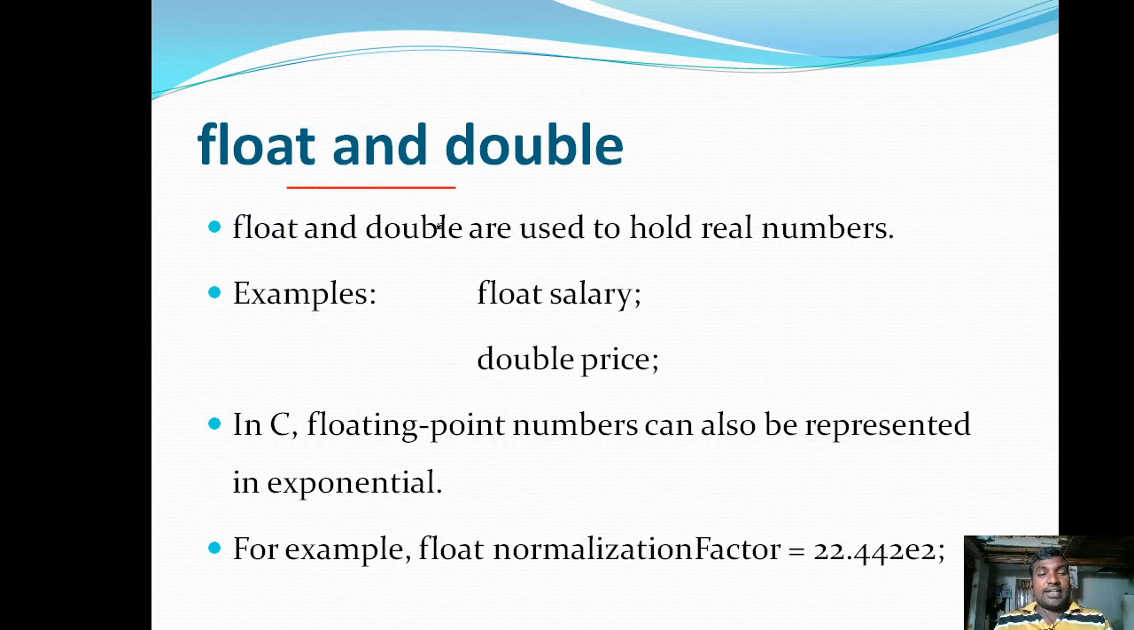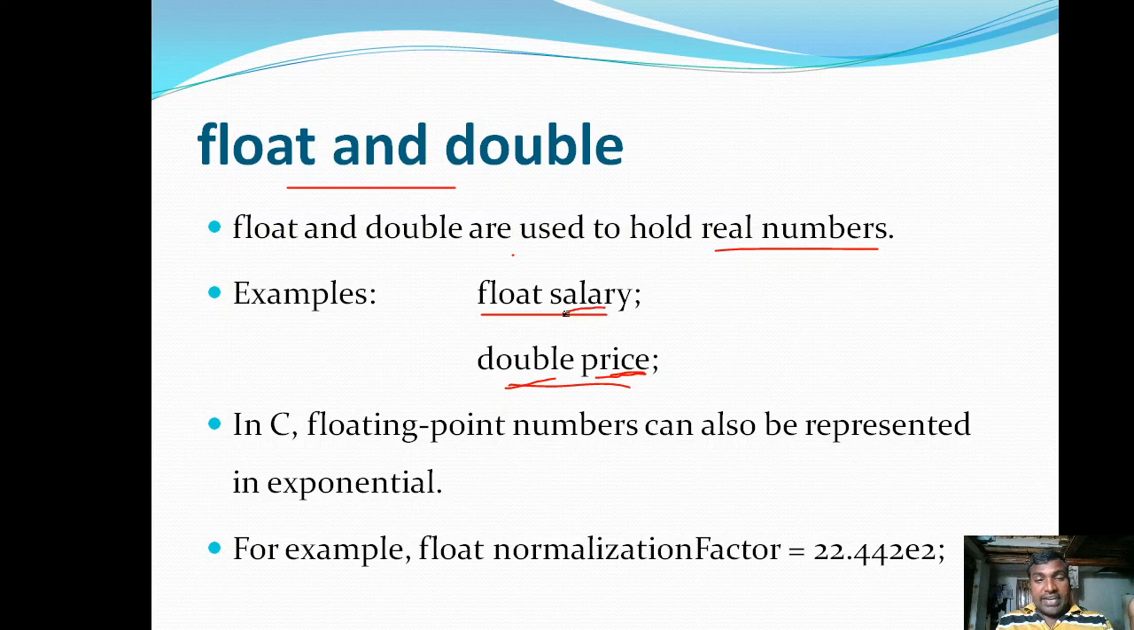Float and double data types. Float and double are used to hold real values or fractional values. We use these data types to store real numbers or fractional numbers. For example, float salary, double price. Here, double price means price is a variable of double type, so it can store fractional values.